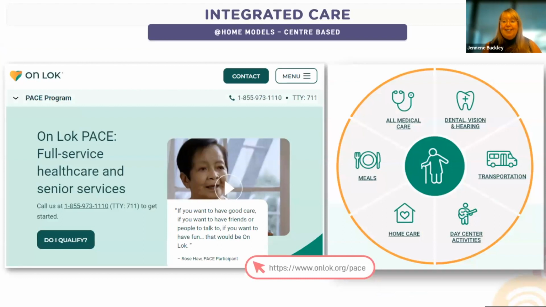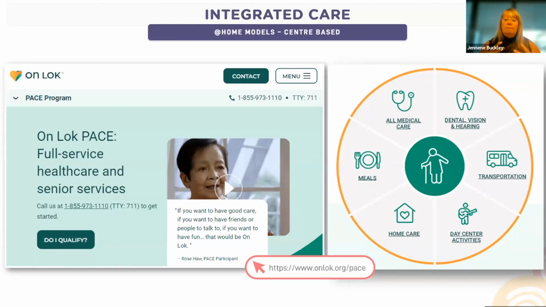Two of my favourites in the research, of course, was the PACE program in the US that is expanding across the US. This particular integrated care model is set up in a day centre environment where older people from the community are transported into the day centre, and a number of programs and services are wrapped around that older person while they're in that day centre.